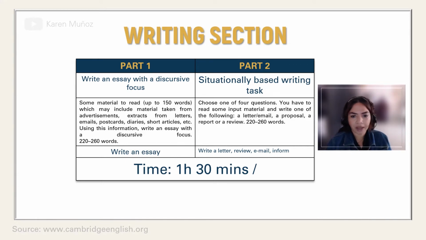In the second part, we have the situationally based writing task. In this task, you will have to choose one of 4 questions. Then you will have to read some input material and write one of the following: a letter, an email, a proposal, a report, or a review. This text must be between 220 and 260 words. The total time that you will have for doing this section is 1 hour and 30 minutes.